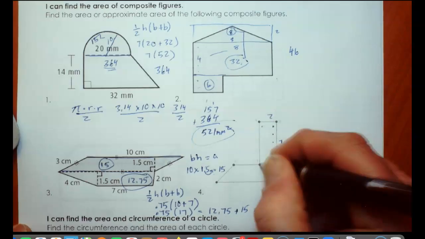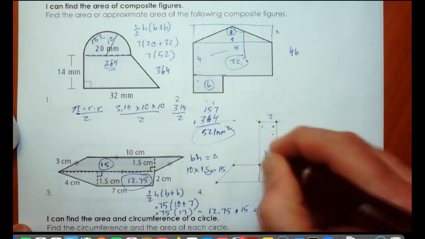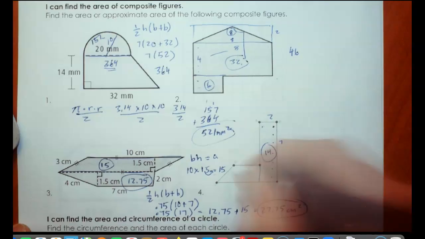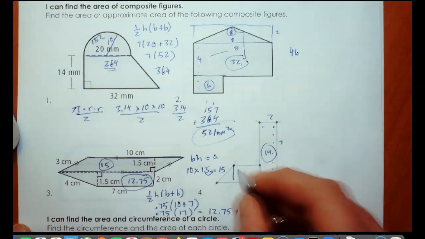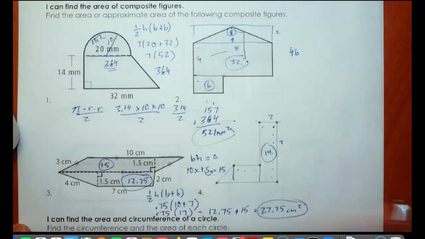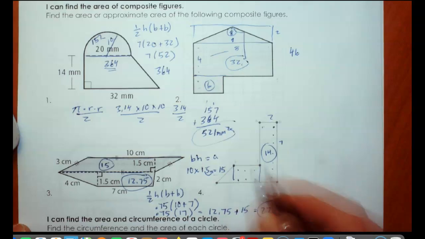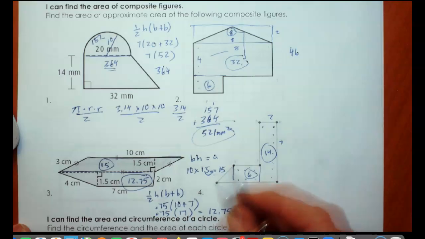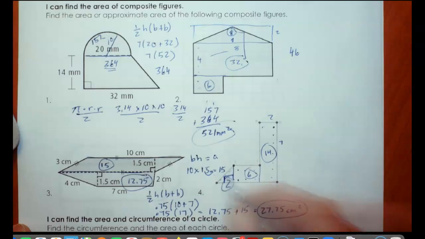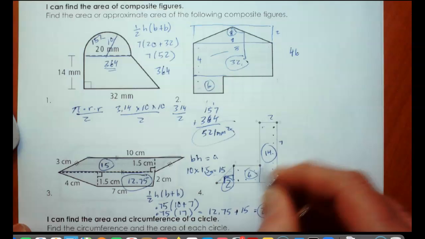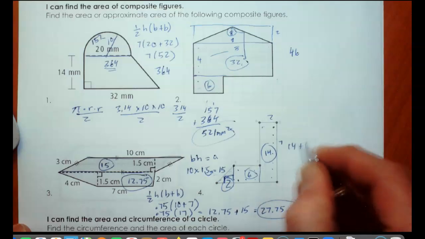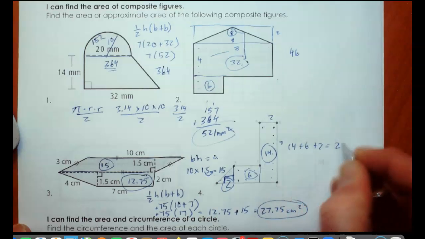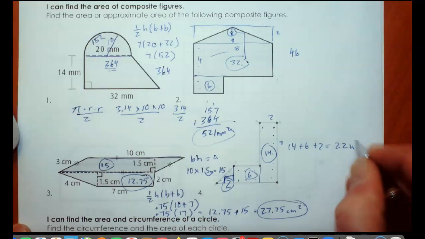So this rectangle right here would be 14. Here's another one here. Looks like 6. 1, 2, 3, 4, 5, 6. So now we'd be up to 20. And then this one here, we'd have one whole one and then 2 halves. So this is 2. So it looks like 14 plus 6 plus 2 would be 22 units squared.